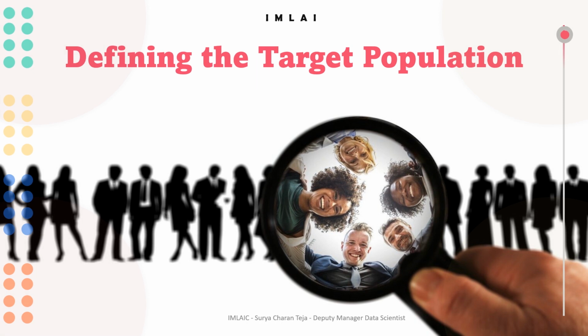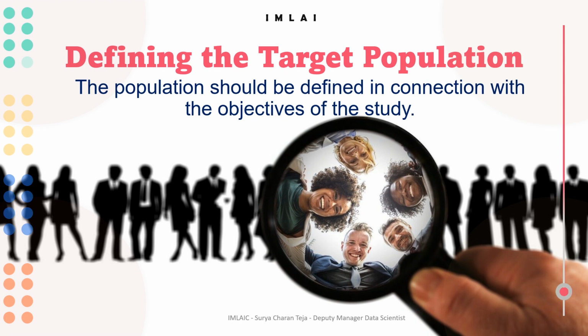Target population is always critical to the success of a research project. Clearly defining the target population is very critical towards the success of the research project. Always, target population relies on logic and judgment, and the most important aspect is that the population should be defined in connection with the objectives of the study, not randomly.